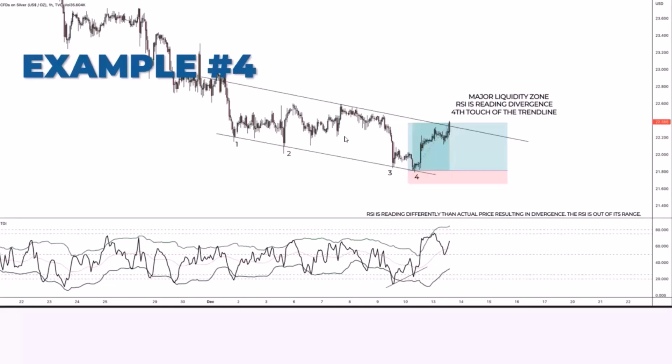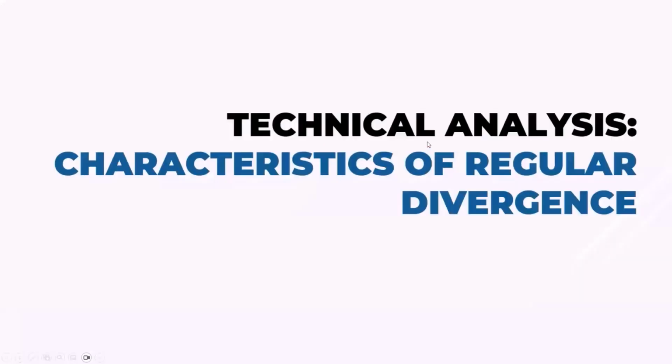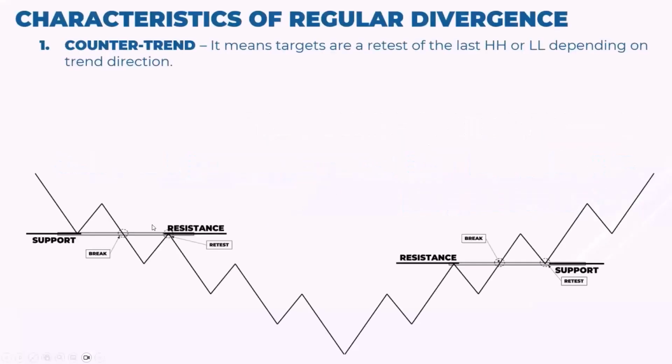All right, let's look at the characteristics of this regular divergence, because this is an example of regular divergence. Even though I have it under hidden divergence, the trend is going low. So this is more so regular divergence. It's going counter trend. So let's look at some of the characteristics of that. And remember, counter trend. So this is a downtrend. So this move is counter trend. This move is counter trend.